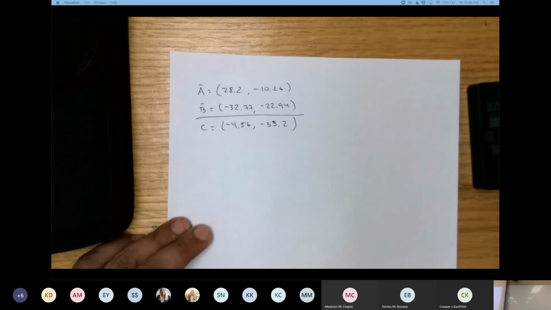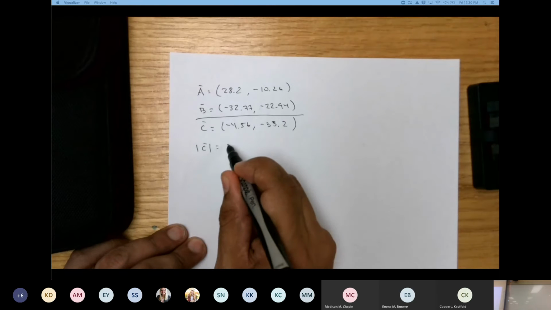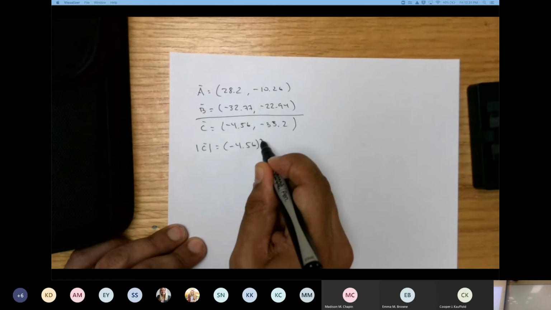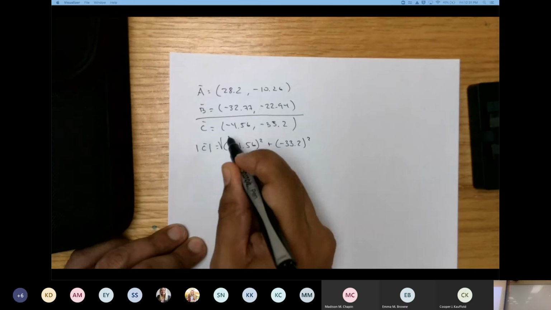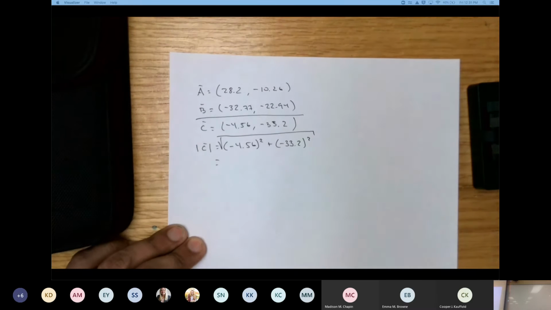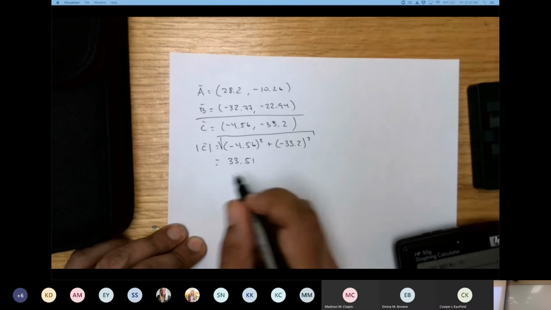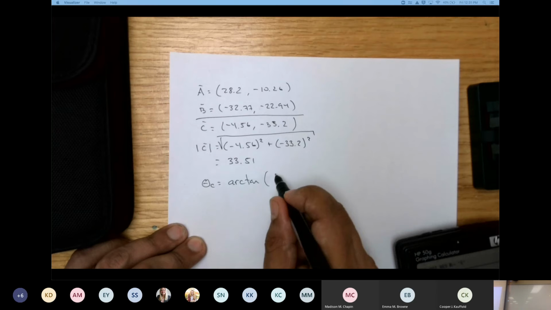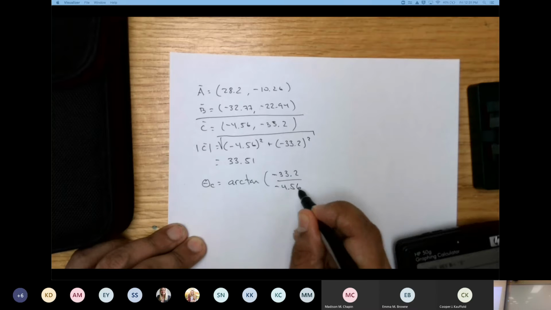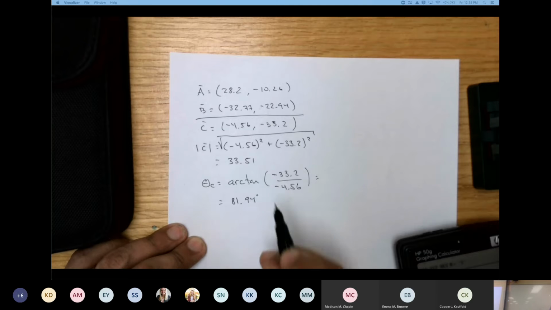Okay, I can calculate the magnitude. It will be 33.51, and I can calculate the angle. And I get an angle of 81 degrees.